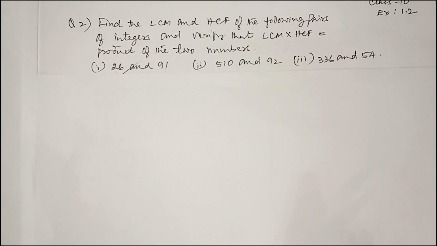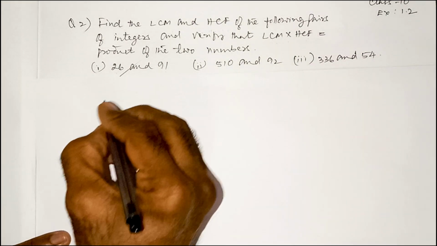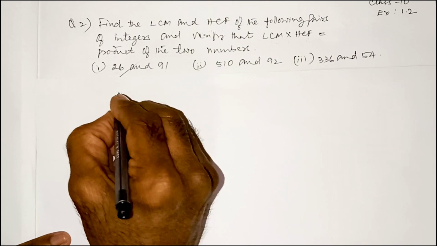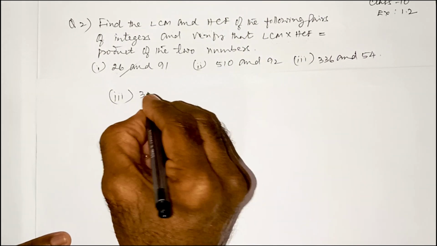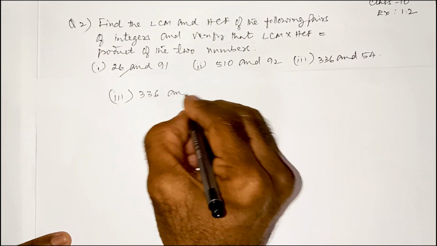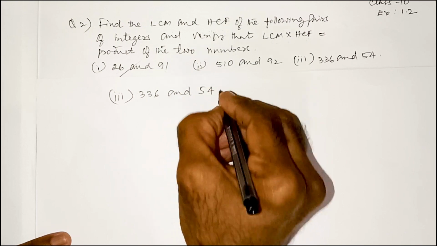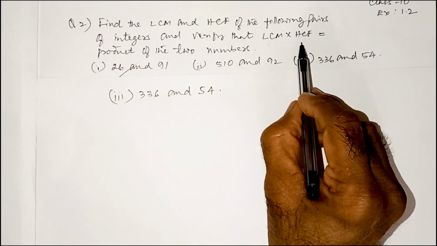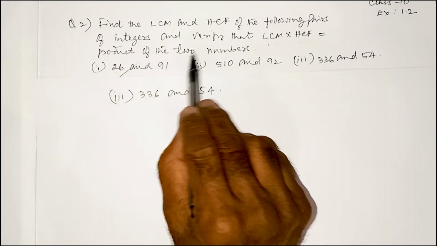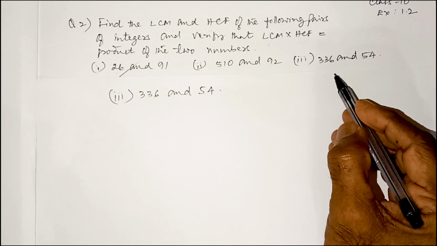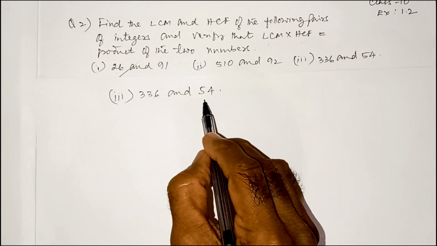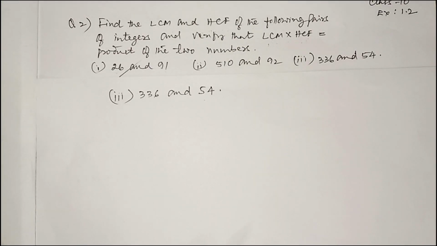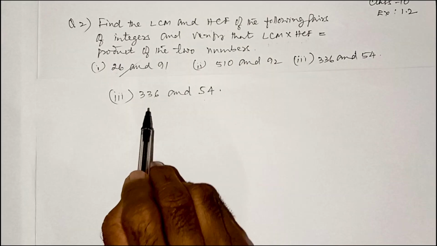Okay friends, now we are going to solve this third sub question in question number 2. That is 336 and 54. Let me write it down. The third question is 336 and 54. As you know, the question says the product of LCM and HCF should be equal to the product of the two given numbers. In this, the two numbers are 336 and 54. First, we have to find out the LCM and HCF of these two numbers.